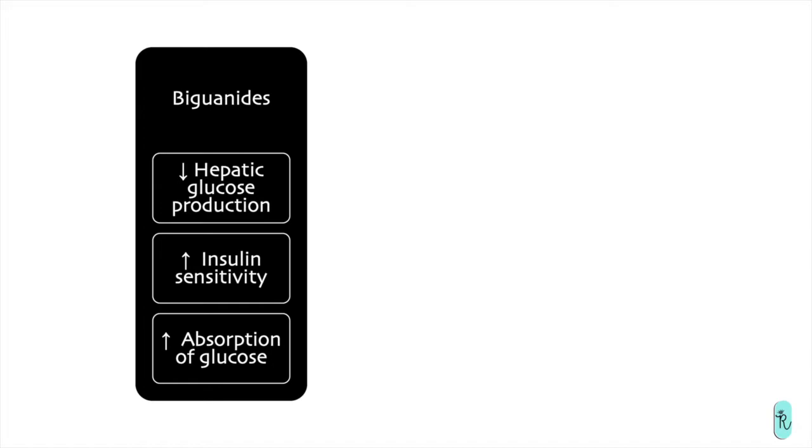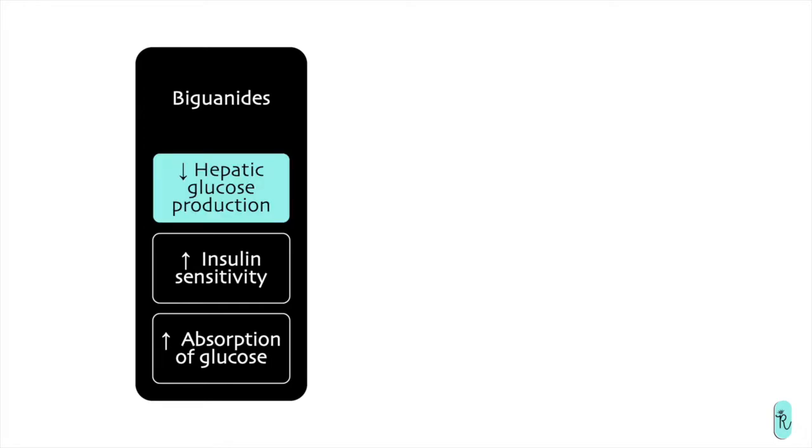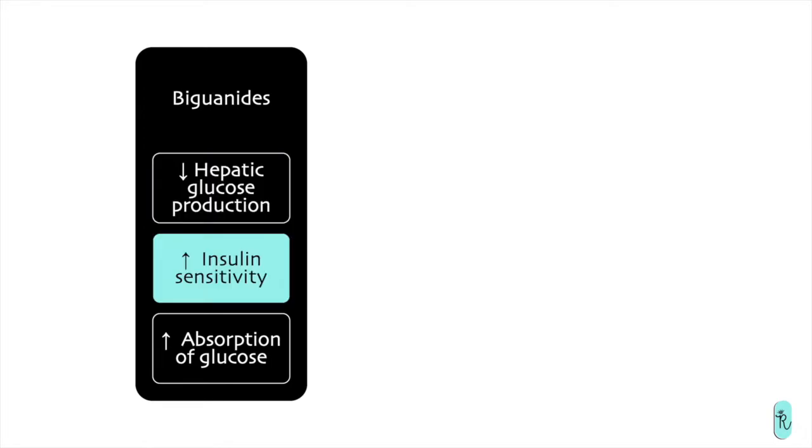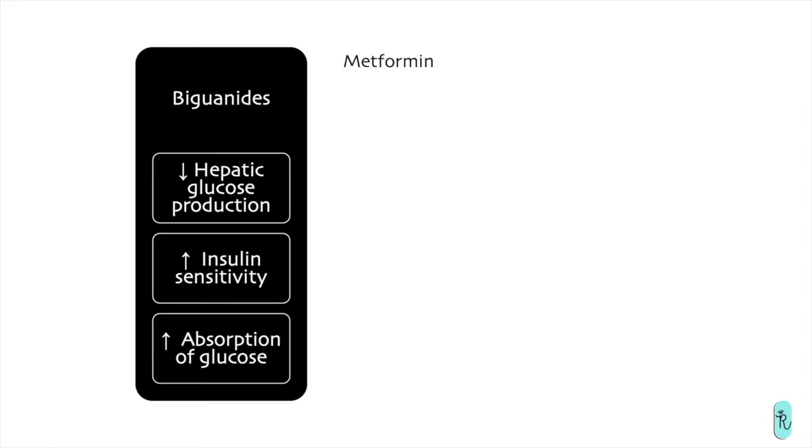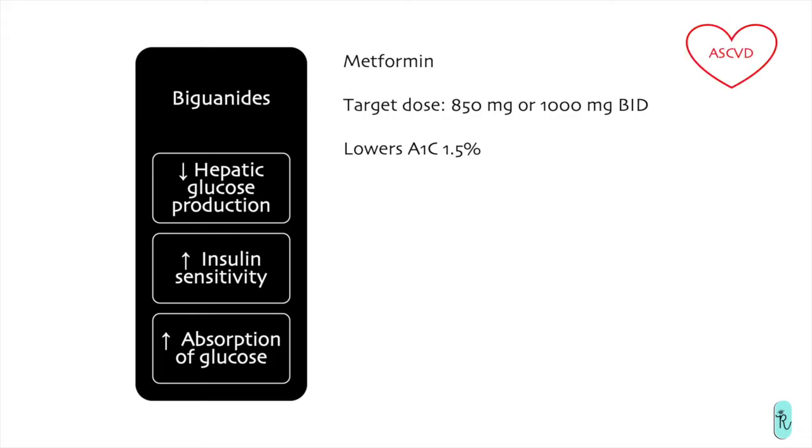Metformin belongs to the class biguanides. Metformin activates AMP kinase and decreases hepatic glucose production, increases insulin sensitivity, and increases absorption of glucose. The target dose of metformin is 850 to 1,000 milligrams twice daily. It can lower A1C by 1.5% on average and can provide benefit in lowering ASCVD risk.